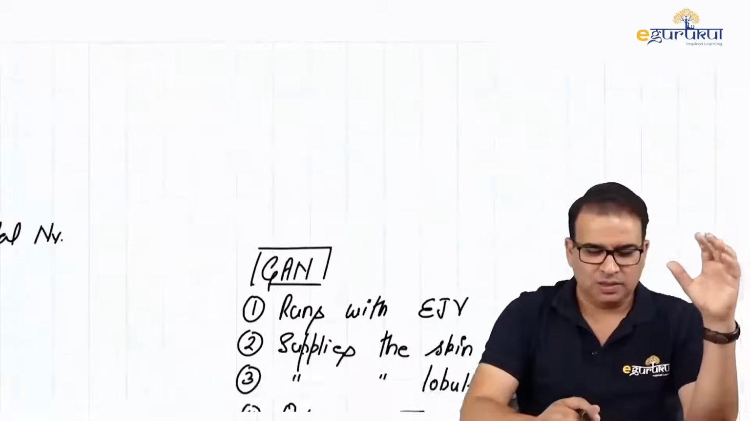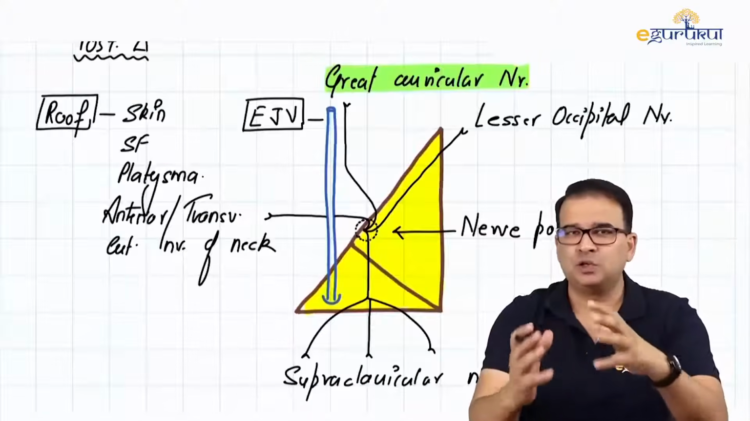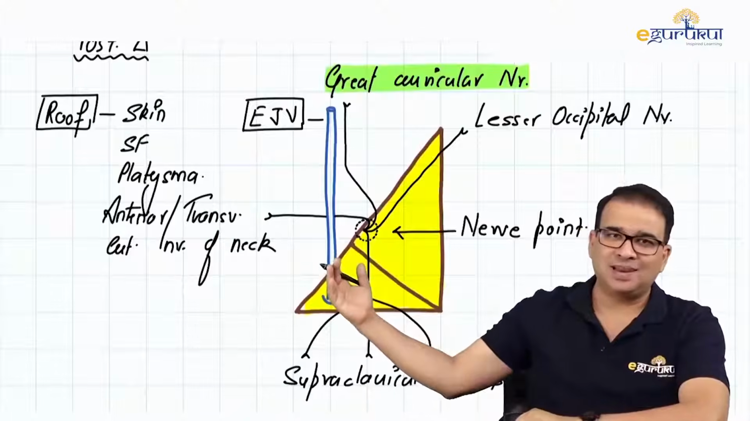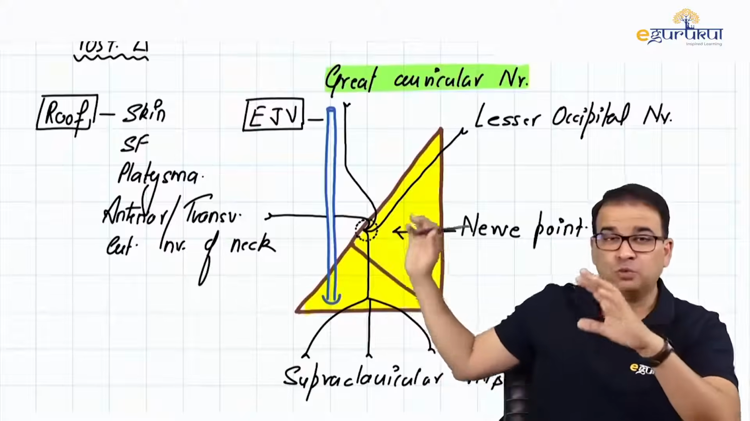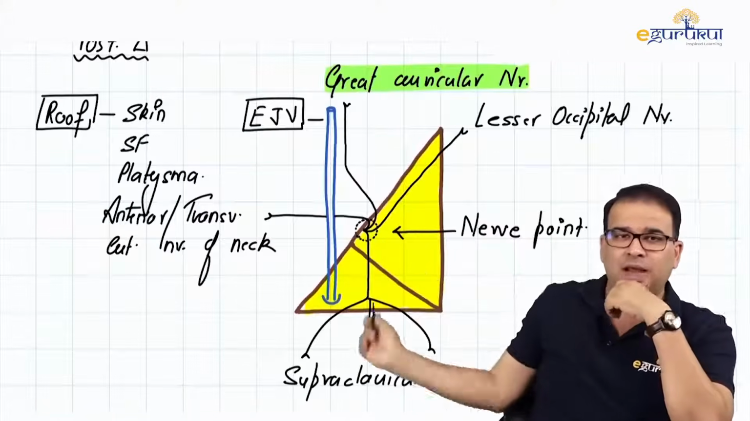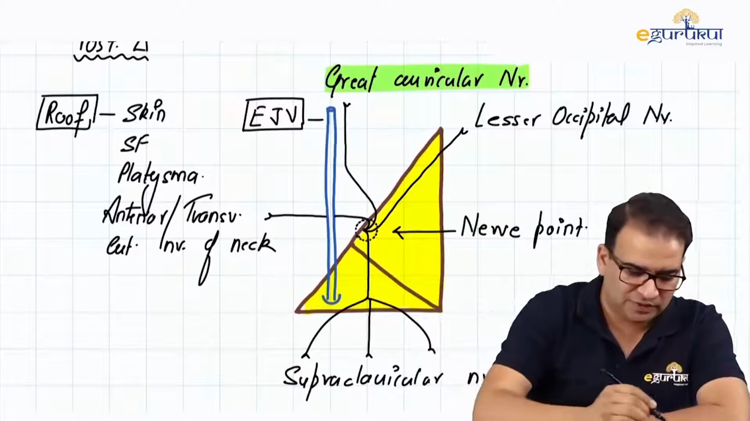So ultimately, this is about the roofs. Whatever we discussed here, it is all about the roof here. Skin, superficial fascia, platysma, a vein there, external jugular vein, and the 4 cutaneous nerves, out of which if I'd say 2 important nerves, the 2 most important nerves, one is the great auricular and one is supraclavicular. We already discussed this nerve in the supraclavicular space of investing layer.